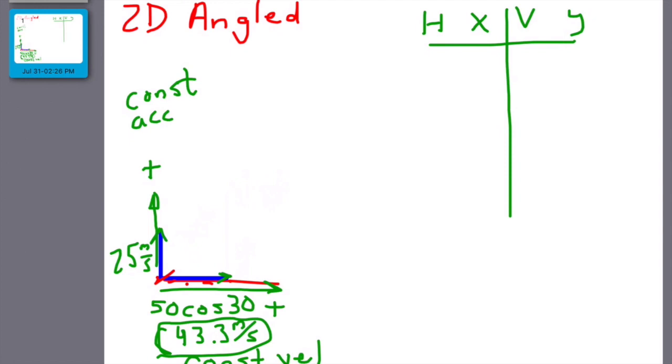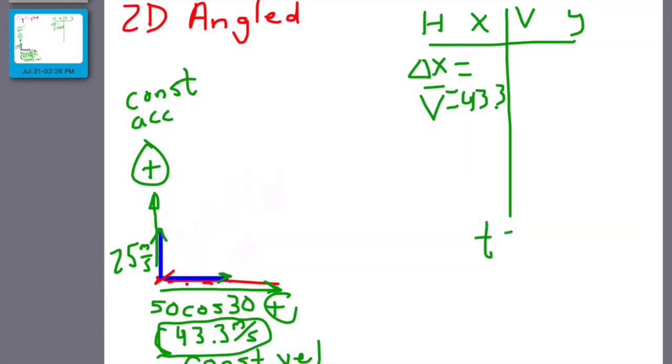So step one, break into components and pick your frames of reference. Step two, start listing variables. Horizontally, it's pretty easy. Once again, I'm looking for delta x. I know the average velocity is 43.3, that's positive, meters per second. And I know that I'm going to need the time. I'm going to write that down at the bottom, since it's neither horizontal nor vertical. Well, I don't have enough horizontal information to solve for time.